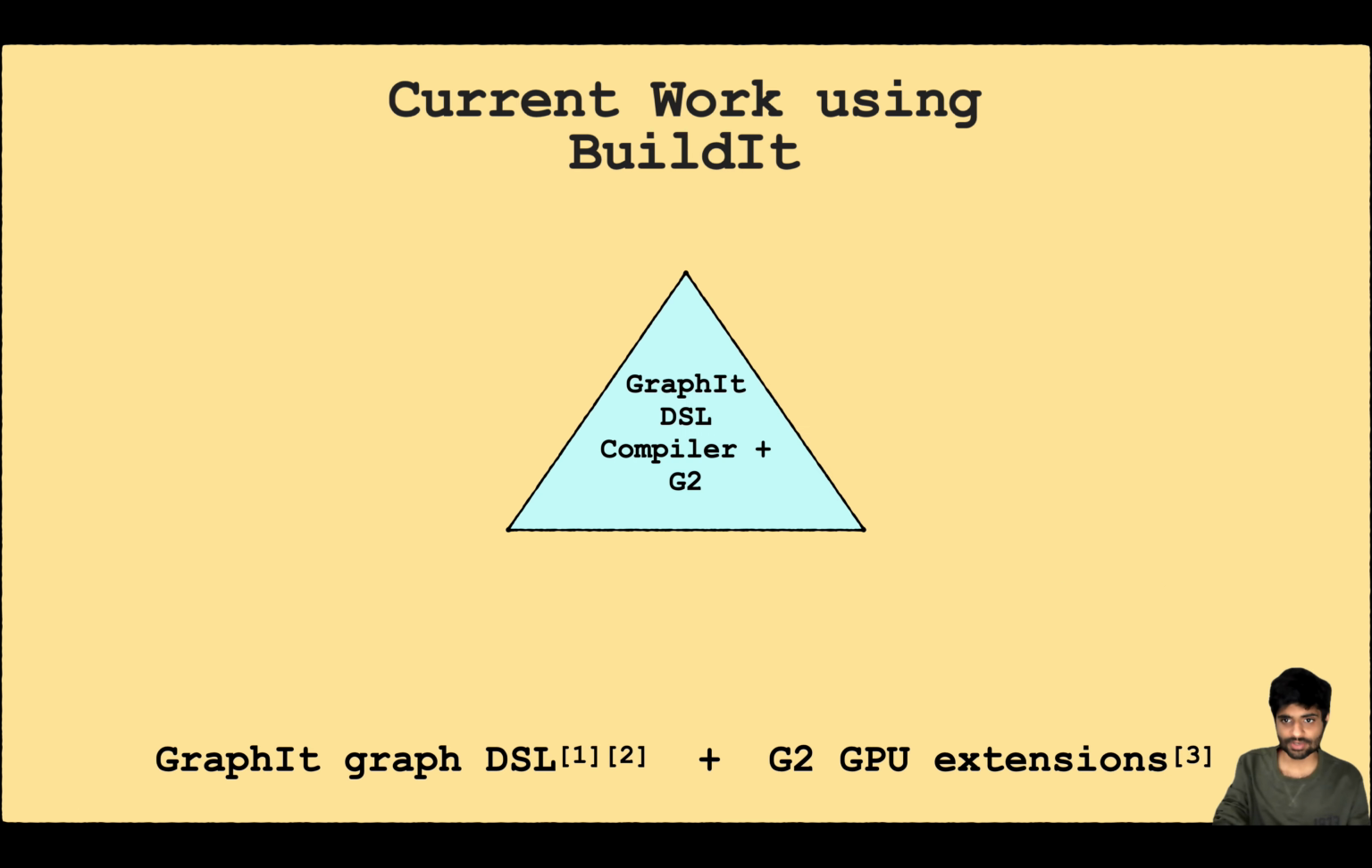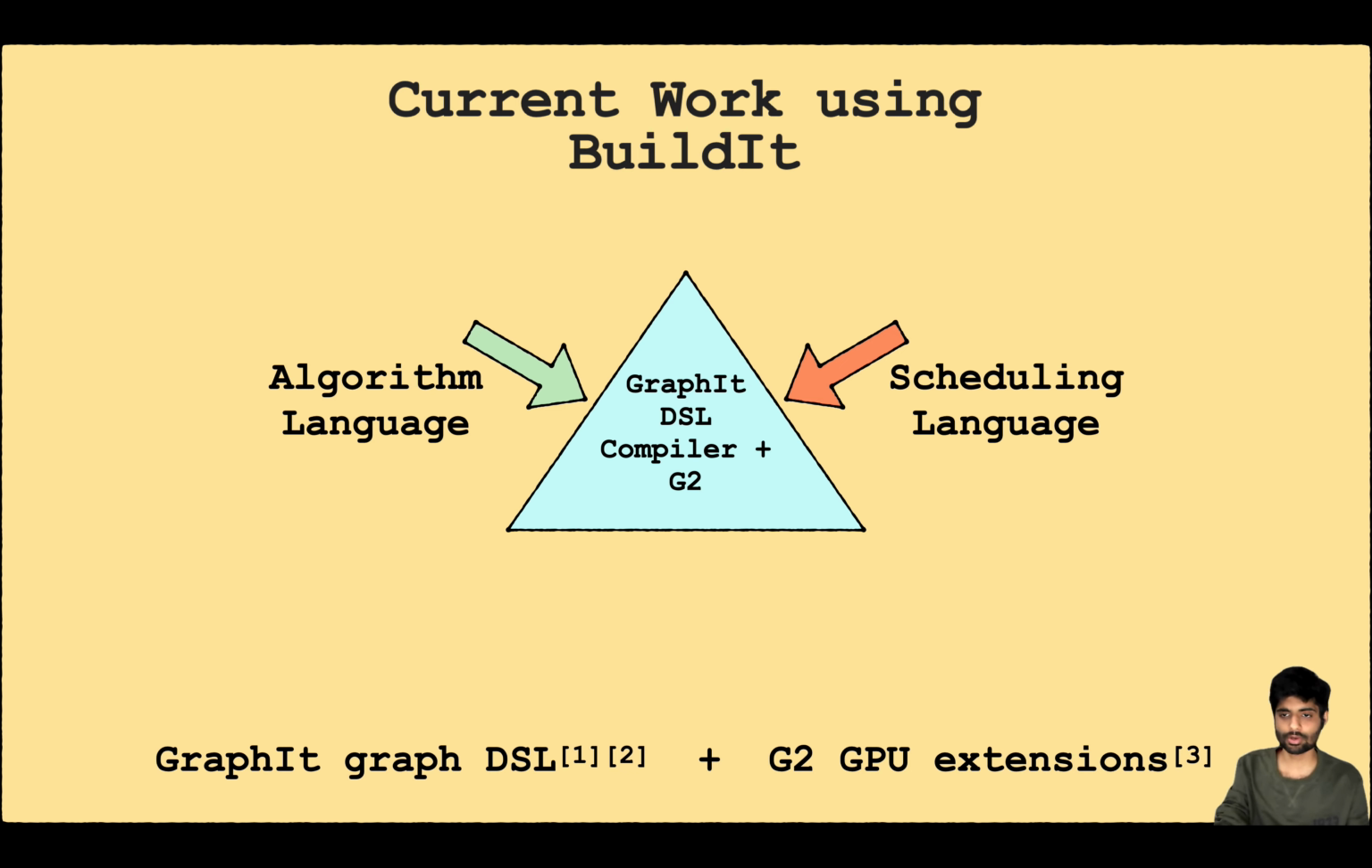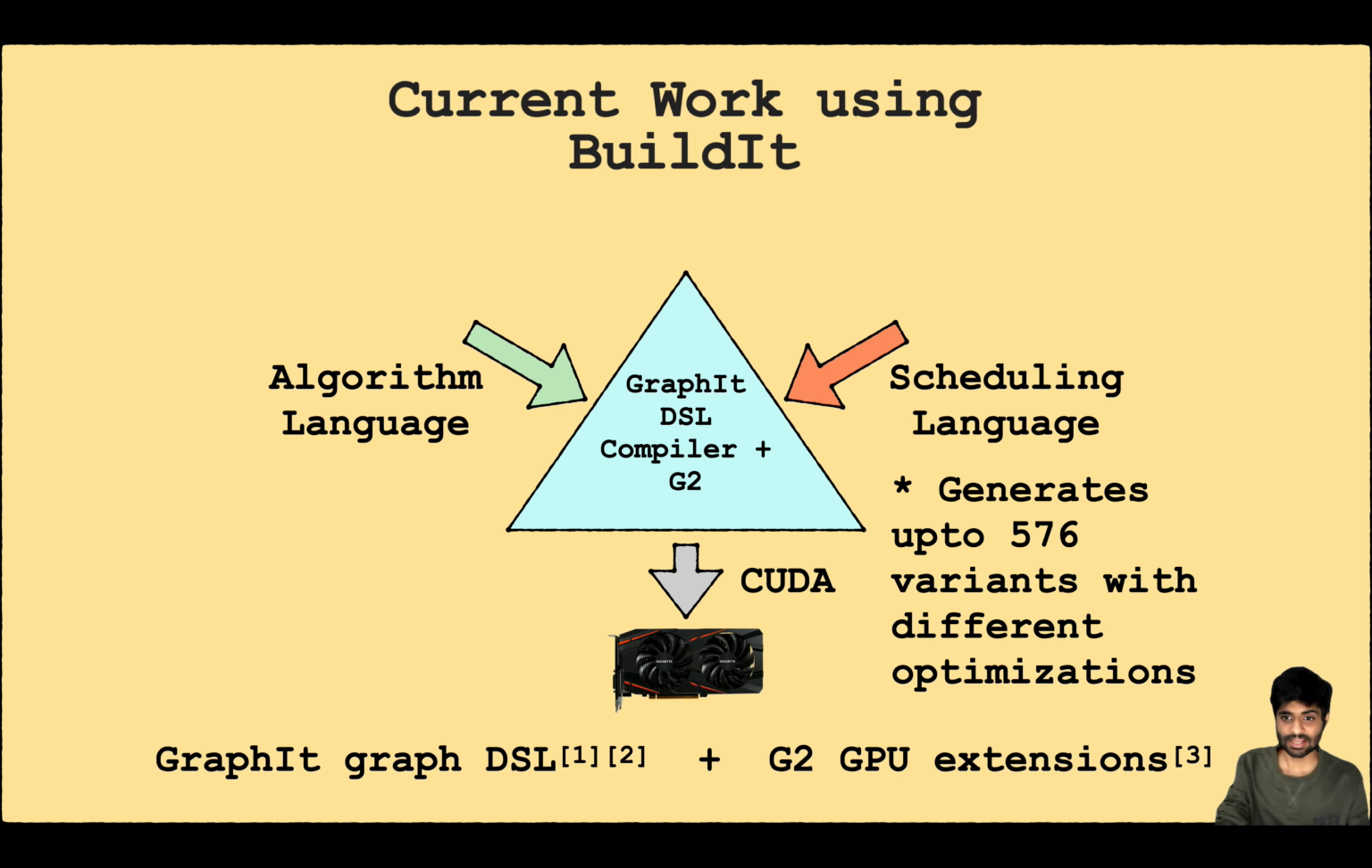The way GraphIt works is that the user writes the program in an algorithm language which specifies what to compute, and also writes a schedule in the scheduling language which specifies how to compute. These inputs are then fed into a specialized compiler that produces the final CUDA code. This compiler is able to generate up to 576 different variations of the same program based on the scheduling language tailored to graph inputs and algorithm features.